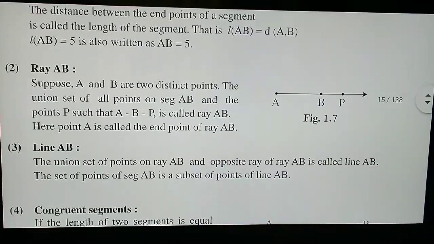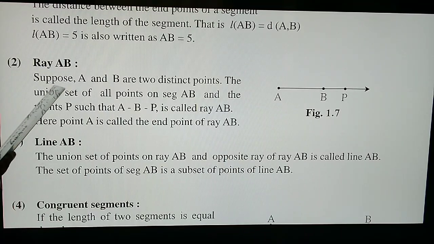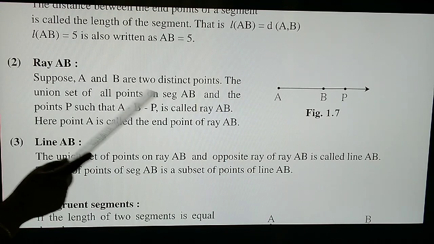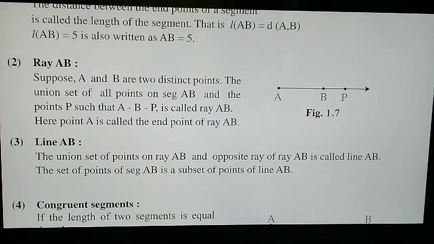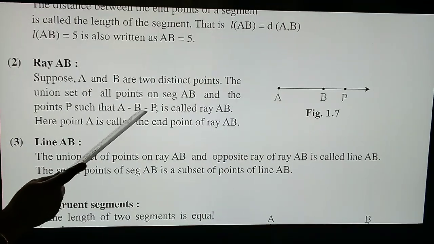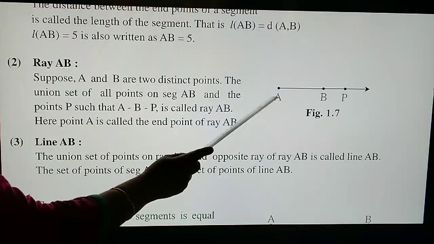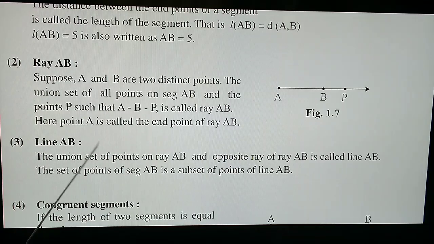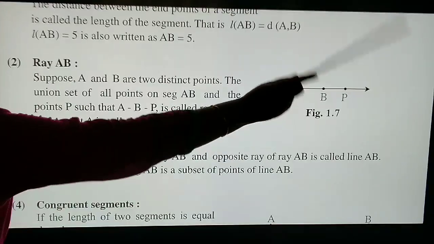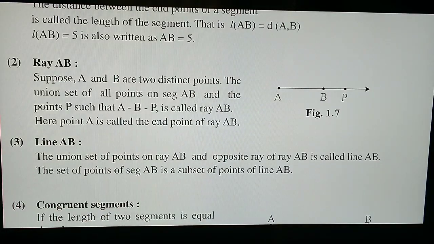Now we see the next point, that is the ray AB. Here A and B are two distinct points, and the union set of all points on segment AB and the point P such that A-B-P, which means B is between A and P, is called the ray AB. Here point A is called the endpoint of the ray. This ray extends only one side. A is the endpoint of this ray.